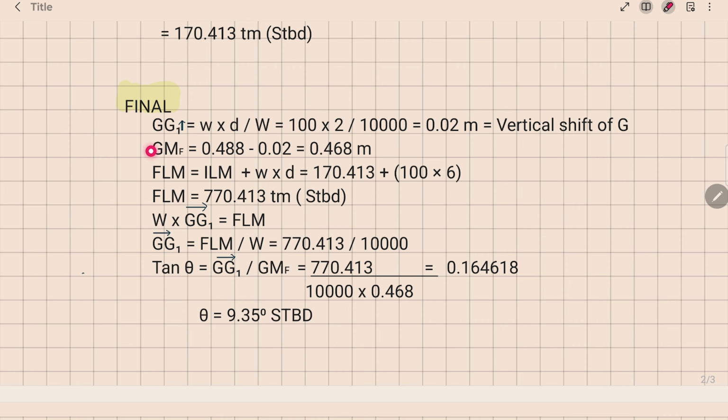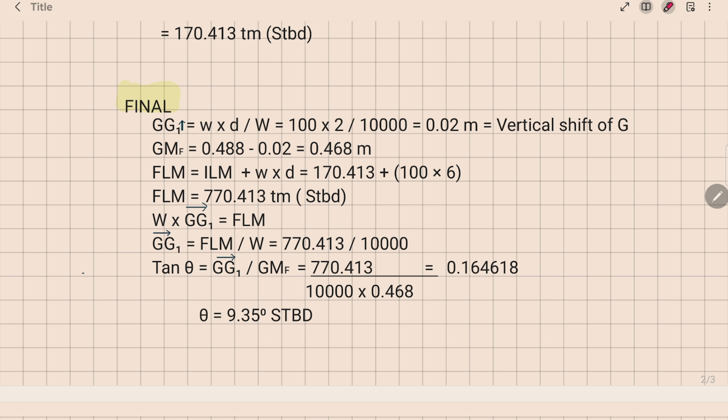Now, what will be my GM fluid? GM fluid was initially 0.488. It will further reduce by 0.02 meters because cargo has shifted upward, so G has shifted upward towards the metacenter. So that reduces the GM. So I subtract this GG1 and I get 0.468 meters. This is the new GM fluid due to shift of cargo.